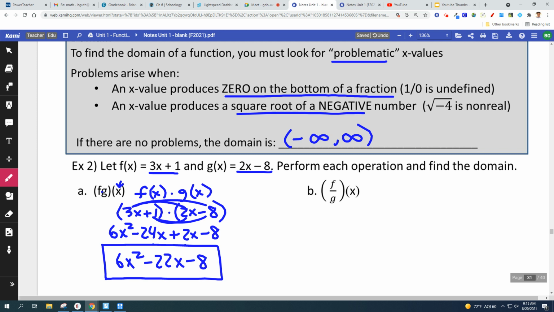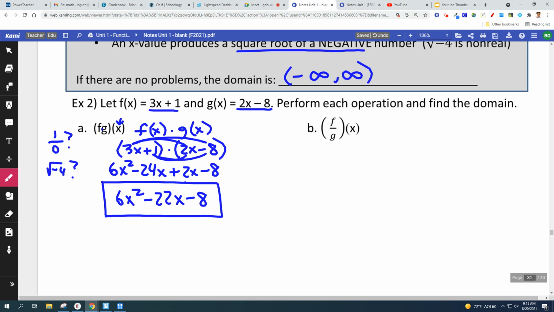And so we look at this answer that we just had in problem number 2, and we say, is there any place where I could get 0 on the bottom of a fraction? No, that can't happen, so I don't have to worry about that. Is there any square root where I could get the square root of a negative number? No, so then I don't have to worry about that. What's the domain of this? Well, there aren't any problems. If there aren't any problems, then the domain is going to be all real numbers. Meaning, what am I allowed to plug into this expression? Anything I want. I can plug in anything I want. Okay? It's probably not going to happen on the next one.